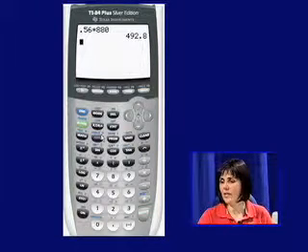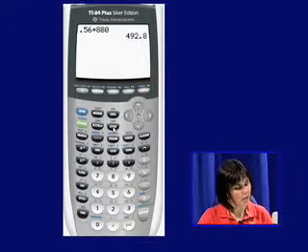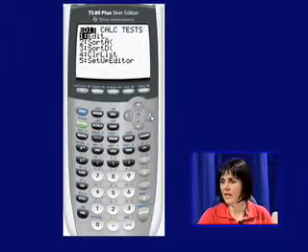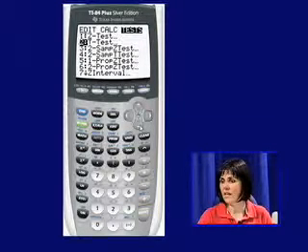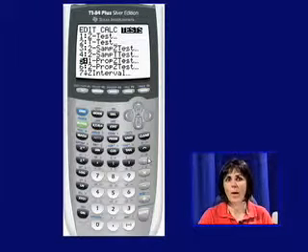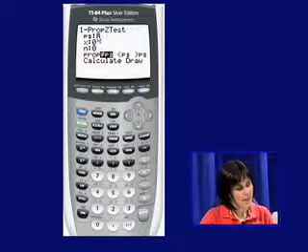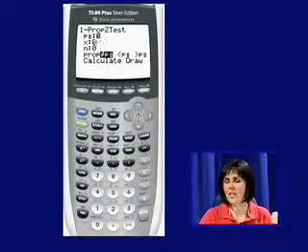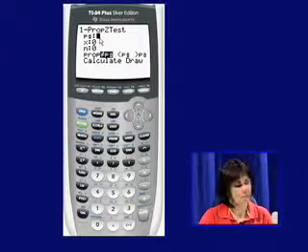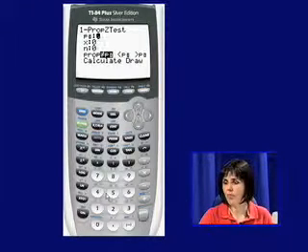I thought I picked the right one, so let's try it again. I pick stat, test, and I will make sure that I'm getting this one prop Z test. And this time I'm going to enter the p. This is the one P null in your null hypothesis. So that's going to be 0.5.